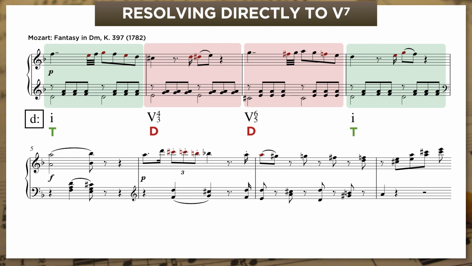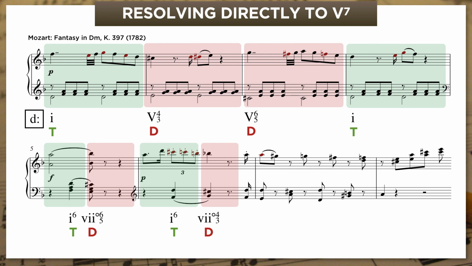Then in the second half, the harmonic rhythm speeds up twice. In bars 5 and 6, we get 2 more tonic to dominant motions. Now each of them fits in a single bar. And then at the end, Mozart speeds things up to 1 chord per beat.